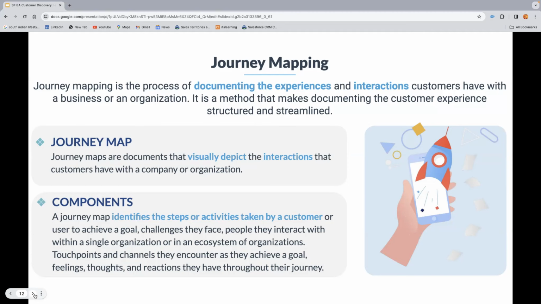Components. A journey map identifies the steps or activities taken by a customer or user to achieve a goal, challenges they face, people they interact with within a single organization or an ecosystem of organizations, touch points and channels they encounter as they achieve a goal, and feelings, thoughts, and reactions they have throughout their journey.